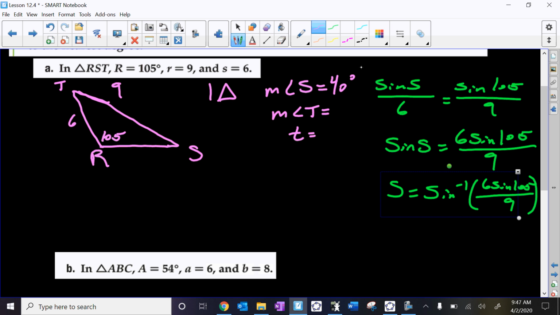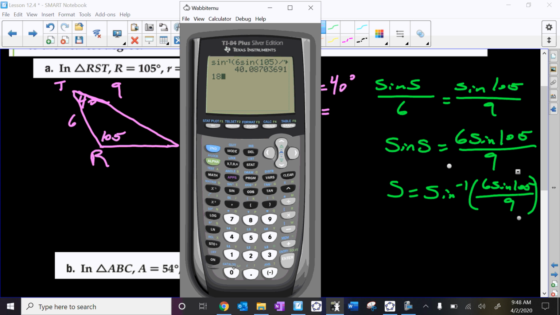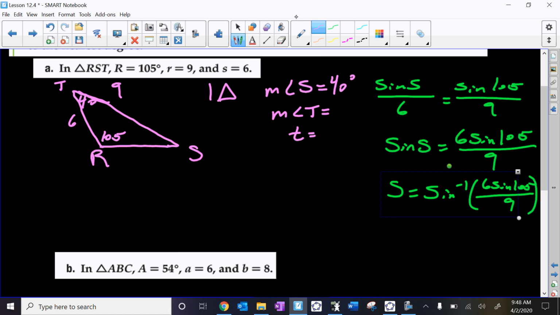That helps us to find angle T now. We know that this is 40. We can just take 180 minus 40 minus 105. I'm going to do that. 180 minus 40 minus 105 gets us another angle measure of 35.